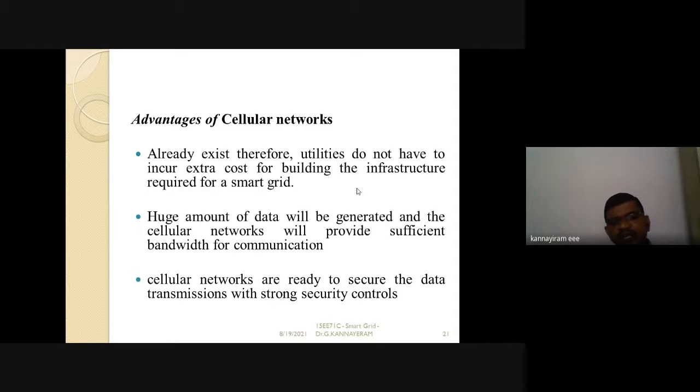A huge amount of data will be generated. The cellular network can provide sufficient bandwidth for communication, even when the amount of data generated is very high. Bandwidth is already allocated for communication. Cellular can also secure the data transmission with strong security control. They already provide some security.